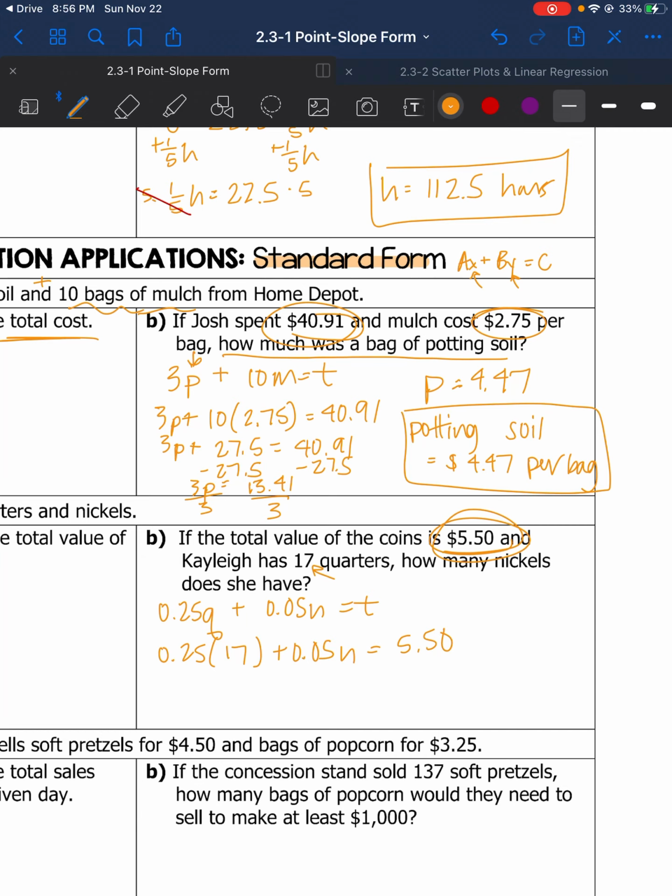Okay, so let's multiply this out. We get 4.25 plus 0.05n is equal to 5.50. We can subtract 4.25 from both sides. We get 0.05n is equal to 1.25, and then we'll divide both sides by 0.05, so n is equal to 25. So she has 25 nickels.